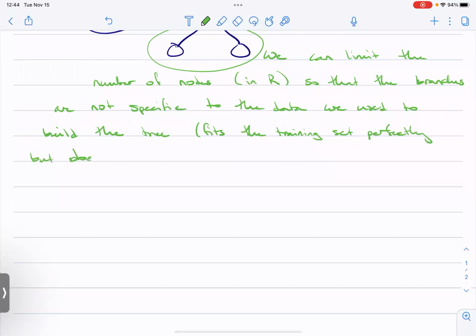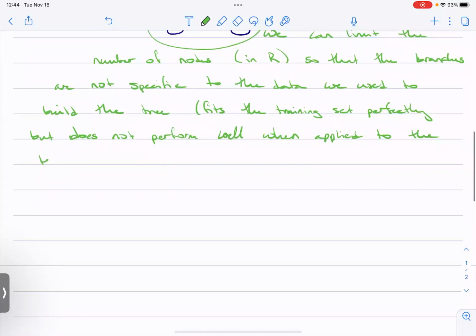But does not perform well when applied to the test set. Right, then you'd be overfitting the model.